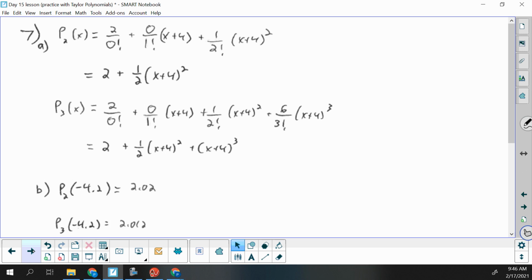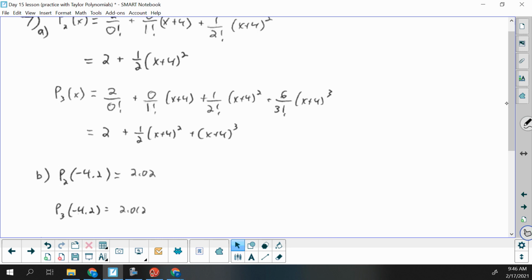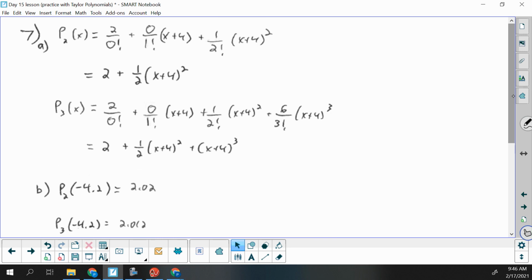And for 7, they gave us each of our values. So we didn't have to do the derivatives. We knew what each of those are going to be. We'll just put them over their factorials and then have the x plus 4's raised to the powers. That's where we get that first line there.